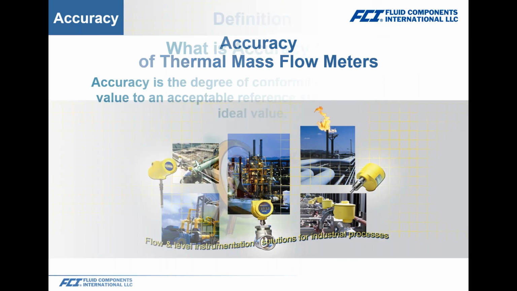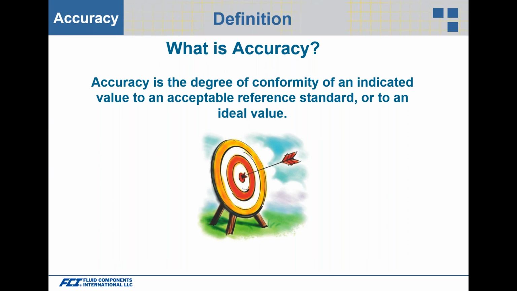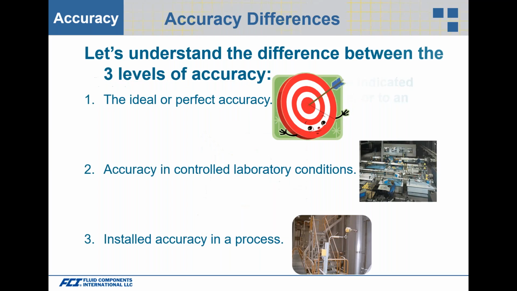So, accuracy of thermal mass flow meters. Let's get grounded on accuracy. Accuracy is the degree of conformity of an indicated value to an acceptable reference standard or to an ideal value. Basically, it's that infinite bullseye in that target. There's basically three levels of accuracy. The ideal or perfect accuracy is hitting that bullseye. That's the infinite accuracy, and that comes from a controlled laboratory such as NIST, the National Institute of Standards and Technology.